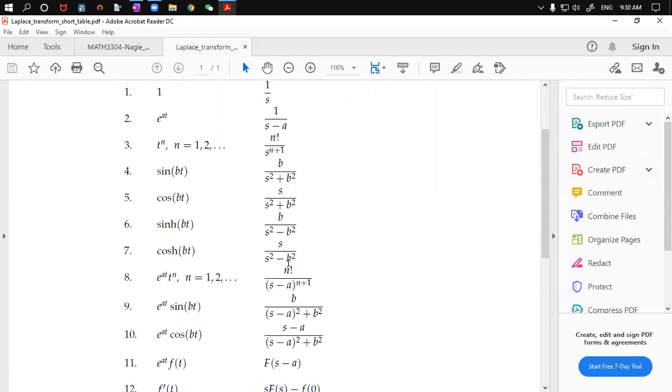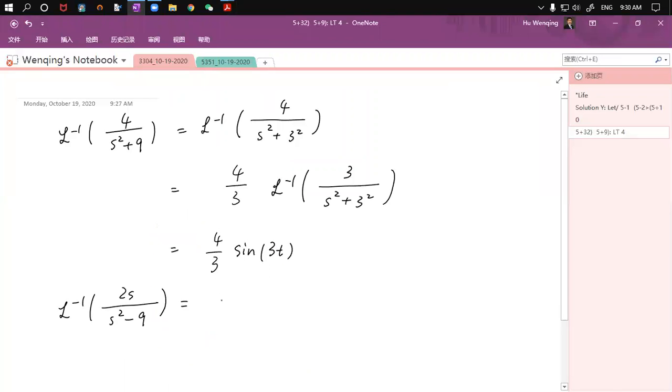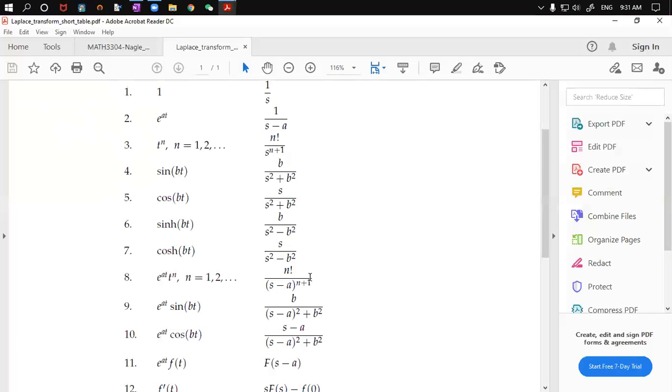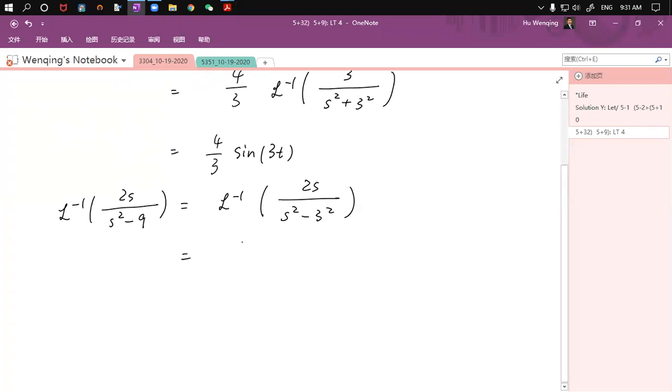So it's s squared minus b squared, which means that b should be equal to 3, right? So let's first realize that it can be written as 2 times s divided by s squared minus 3 squared. Is that going to be familiar? Now, as long as it looks like this, you can see that your numerator is s. So number 6 is not going to work, but line 7 is going to work because you have an s in the numerator. So as before, you can pull the 2 out.